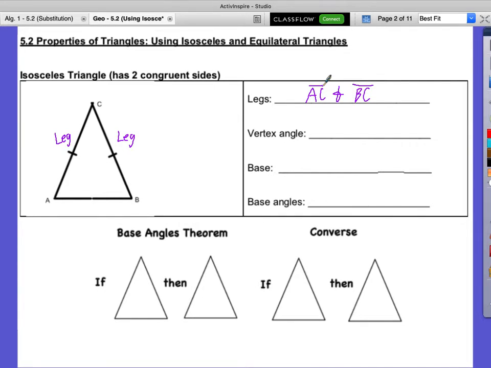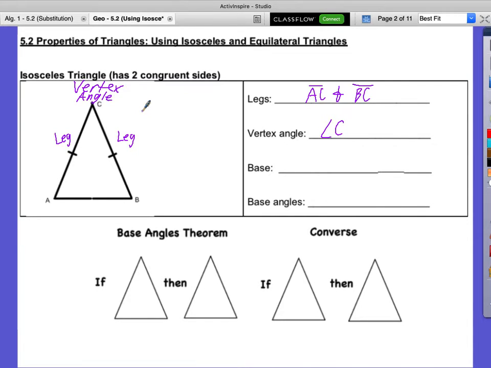So we also have a vertex angle. It's a special angle in the isosceles triangle. Now the vertex angle is always going to be the one between the two legs. So what angle is between the two legs? Yeah, angle C. So angle C is our vertex angle because it's between the two legs. It's where those two legs come to meet.